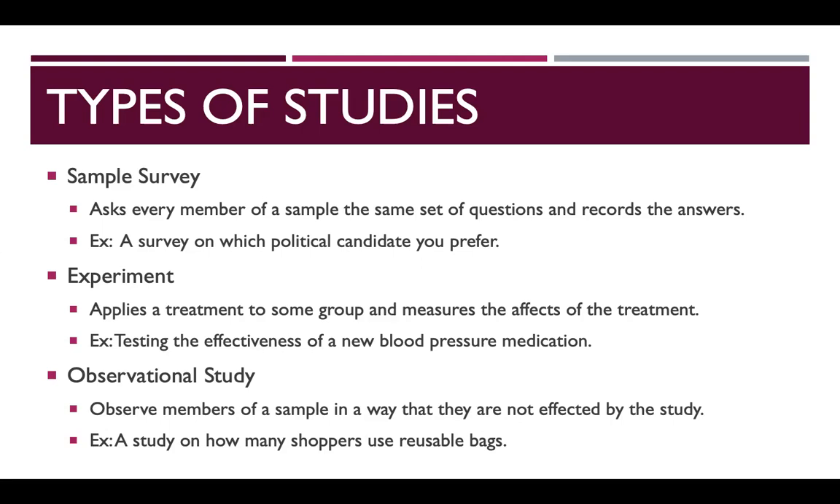And then the third is an observational study. You're observing. So you observe members of a sample in a way that they are not affected by the study. So you could say a study on how many shoppers are using reusable bags. So you're just at the store looking at how many people are using reusable bags. You're not interfering in any way.